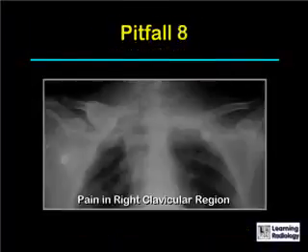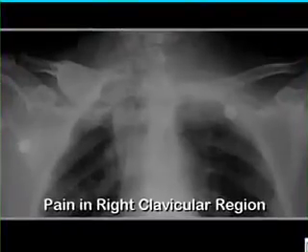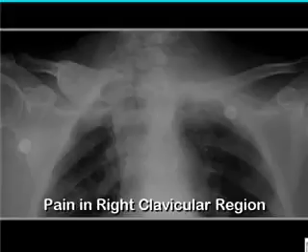Here's the next example. This is the upper half of a chest x-ray in which the patient was complaining of pain in the right clavicular region. What do you think?